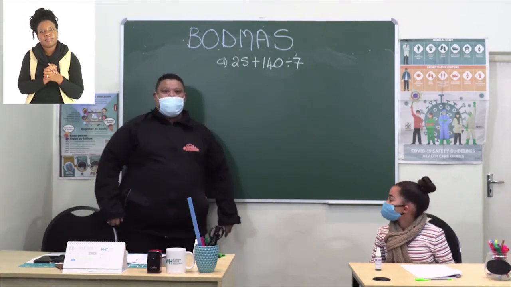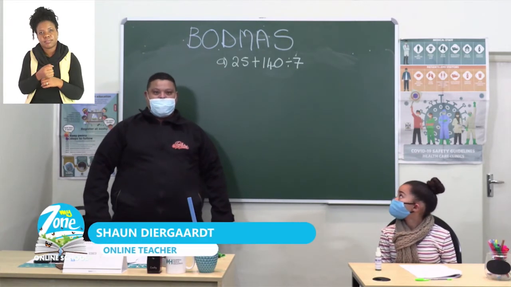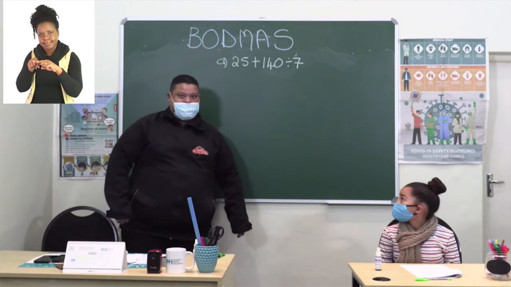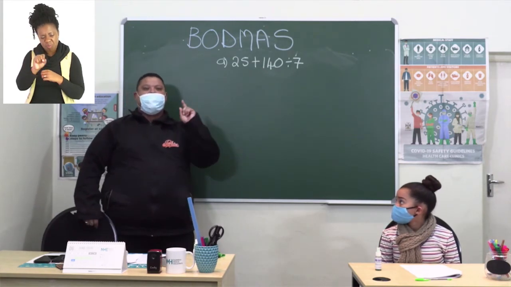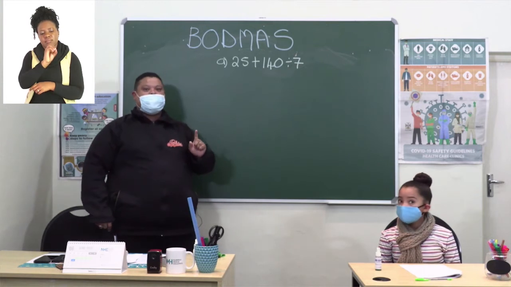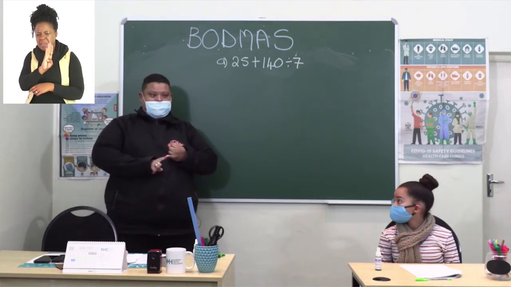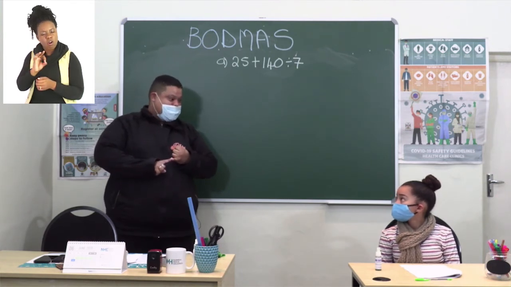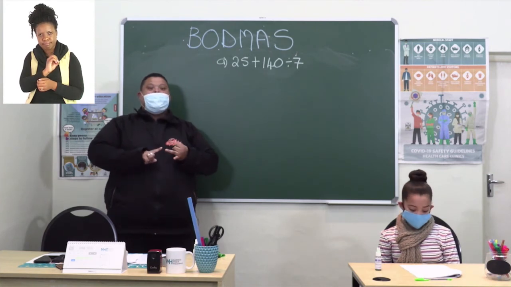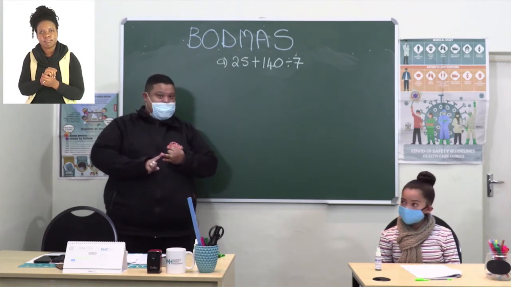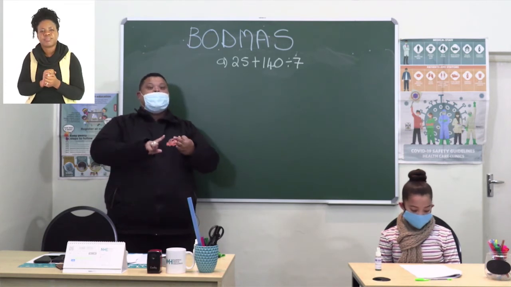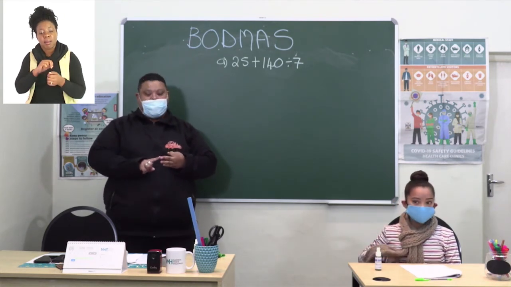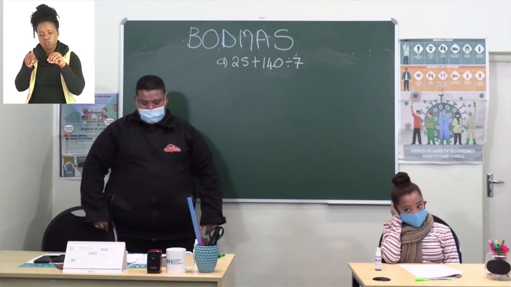Okay. On the chalkboard we will see, it says 25 plus 140 divided by 7. Now we need to apply BODMAS. So we first check, do we have any brackets? If there were brackets, we would have done that part first. Chanel, do we have any brackets? No. Do we see the word "of" somewhere? No. Do we see division? Do we have a division sum? Yes. So that part of the sum we will do first.